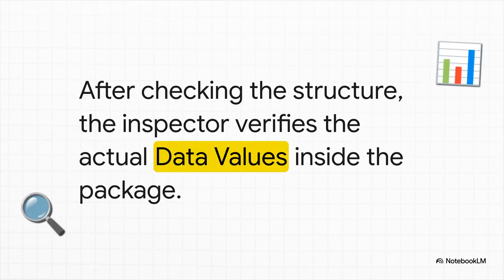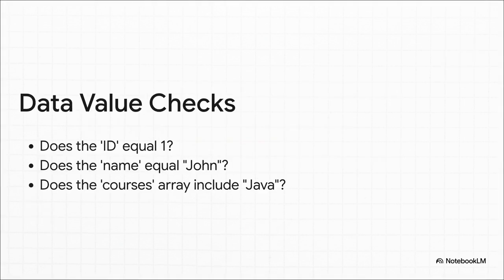Okay, so the manifest checks out, the structure is solid. Now the inspector can finally look at the items themselves and verify if the actual information, the values, are correct. And this is where we get super specific. The test isn't just checking if the ID is a number, it's checking if the ID is exactly 1. Is the name John, not Jane? This is the check that makes sure the information you see on your screen is the actual information you asked for.